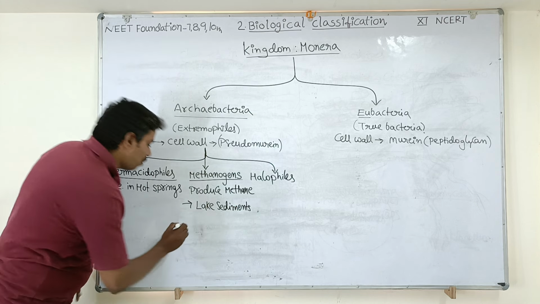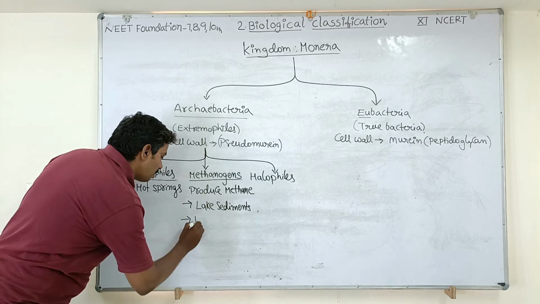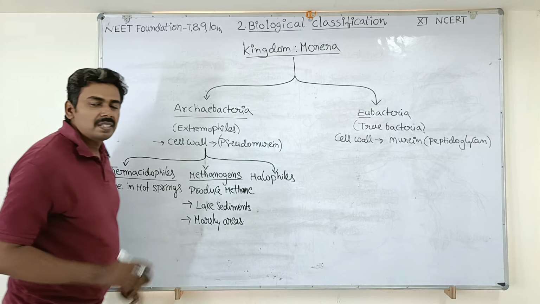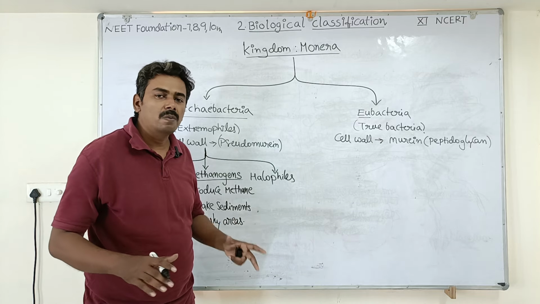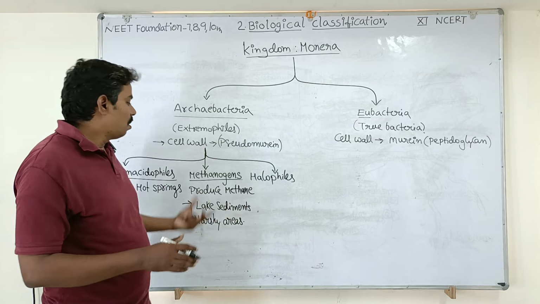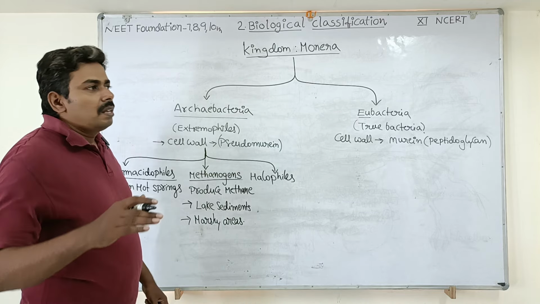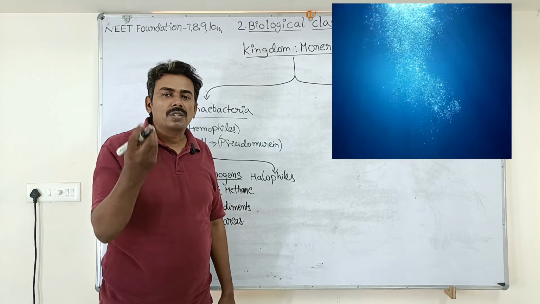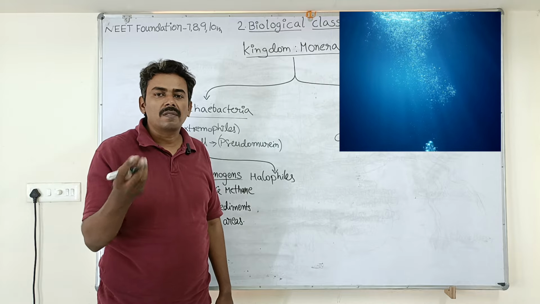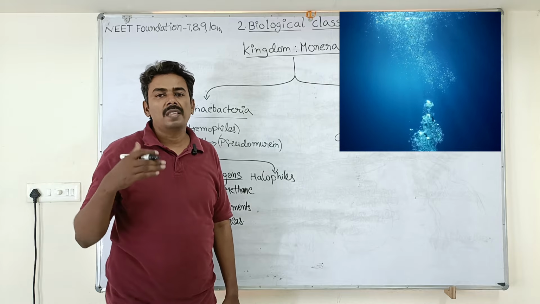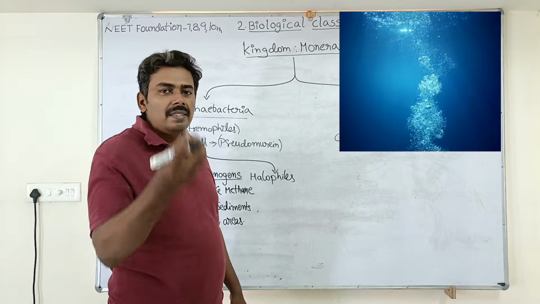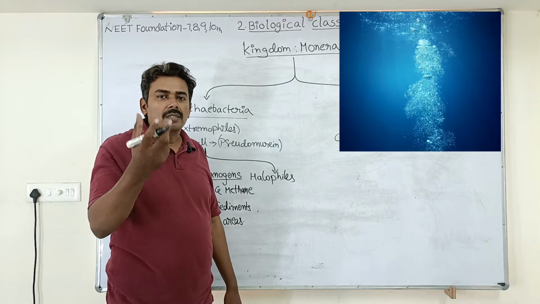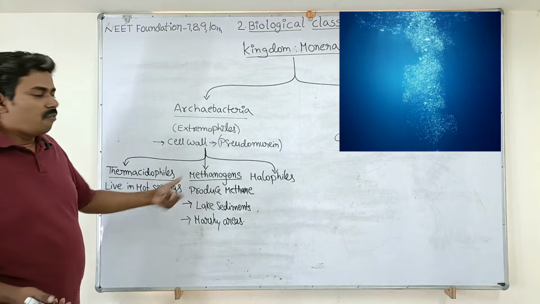And where else are they found? They are also found in marshy areas. What are marshy areas? These are areas where you can see stagnant water. If you have observed any place where there is stagnant water, some bubbles are coming out in the water. That is because of these methanogens. Because of their activity, methane gas is rising up in the form of bubbles.